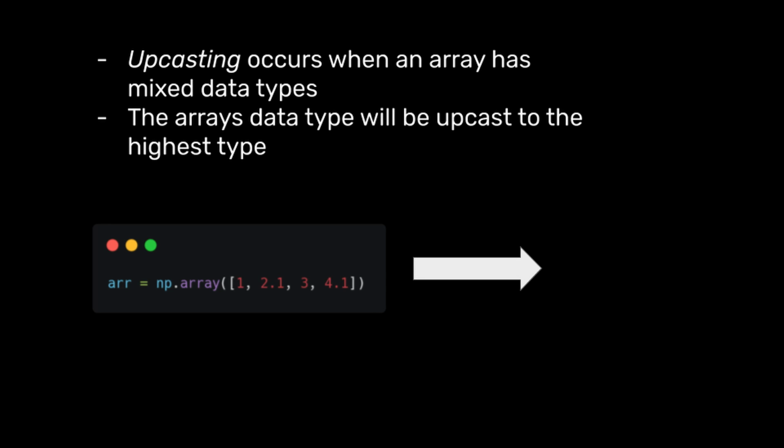Now that we made some simple arrays, I want to go over a key concept that you should know when working with NumPy, and this concept is called upcasting. Upcasting occurs on arrays with mixed data types, and if the array has mixed data types, then the array will upcast to the highest data type of that array. This might sound a little confusing, but here's a simple way to understand how upcasting works. If you have an array that contains floats and integers, then the data type of that array will upcast to a float since that is a higher data type.